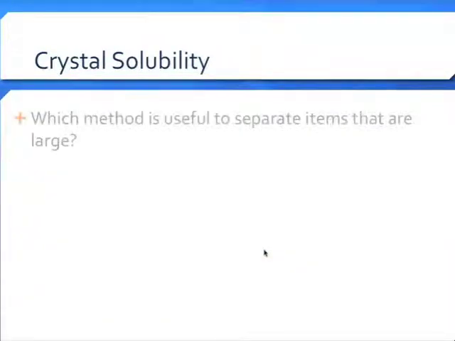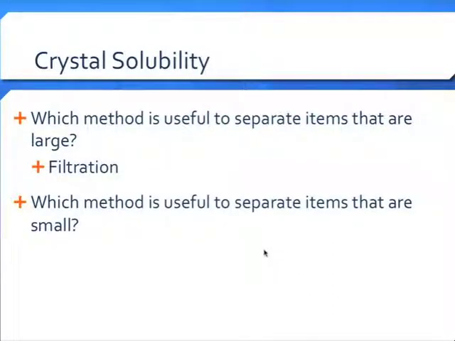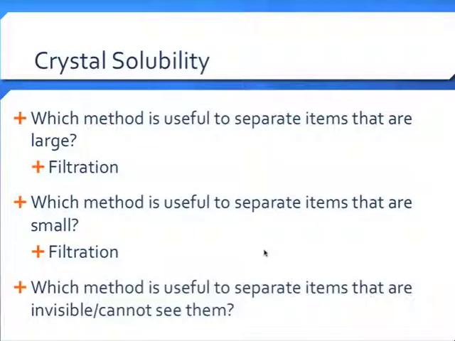Okay, switching to crystal solubility. Which method is useful to separate items that are large? Really think about the 2 pages in our textbook that you read here. It's going to be filtration. Which method is useful to separate items that are small? You can still see them, so we're going to use filtration again. Now, if we have items that are invisible so that we cannot see them, well, this lab worked on that. So what was the process we used during crystal solubility to have those recrystallize? It's going to be evaporation.